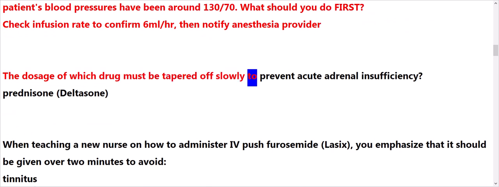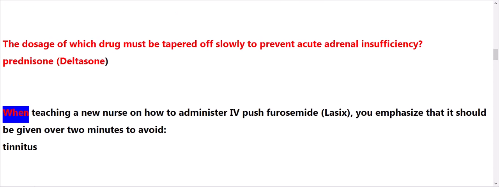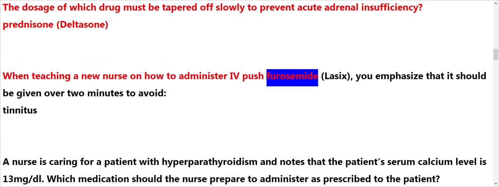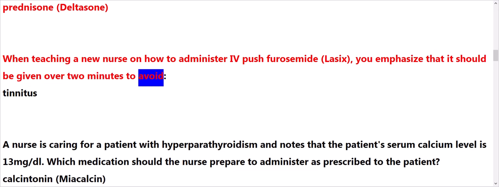The dosage of which drug must be tapered off slowly to prevent acute adrenal insufficiency? Prednisone, Deltasone. When teaching a new nurse on how to administer IV push furosemide, Lasix, you emphasize that it should be given over 2 minutes to avoid tinnitus.